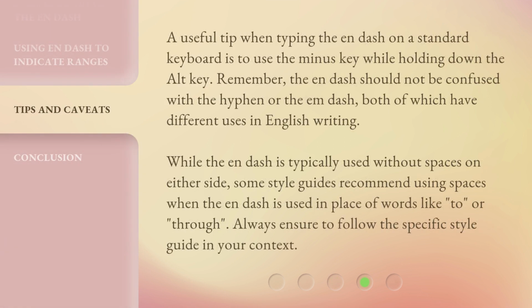A useful tip when typing the N dash on a standard keyboard is to use the minus key while holding down the Alt key. Remember, the N dash should not be confused with the hyphen or the M dash, both of which have different uses in English writing. While the N dash is typically used without spaces on either side, some style guides recommend using spaces when the N dash is used in place of words like "to" or "through." Always ensure to follow the specific style guide in your context.